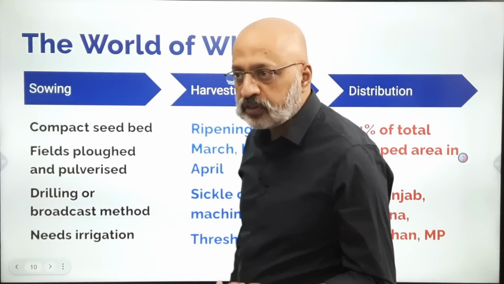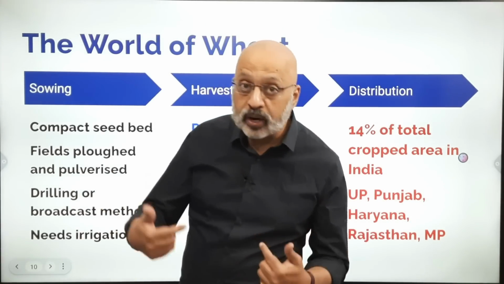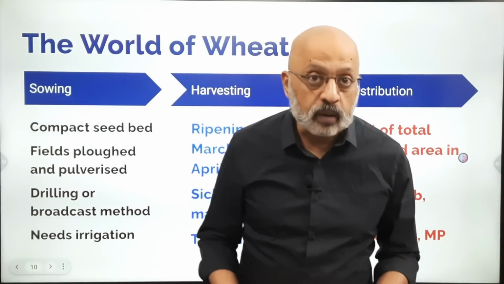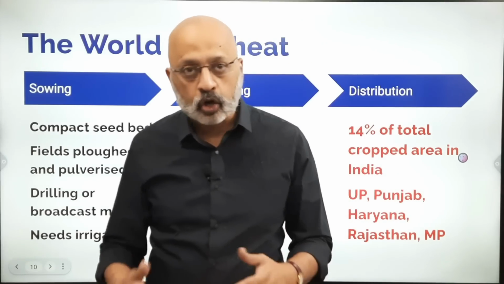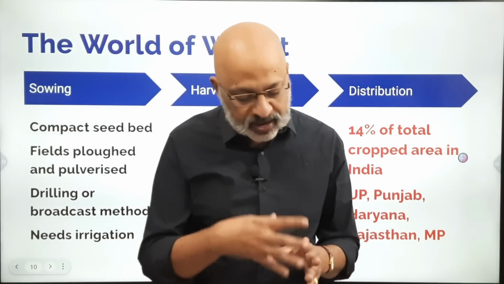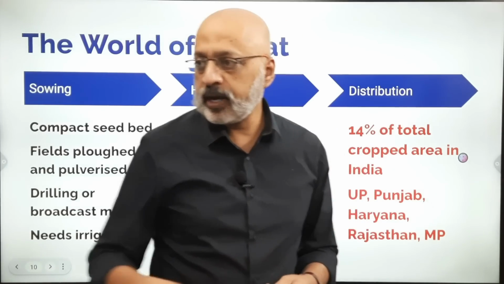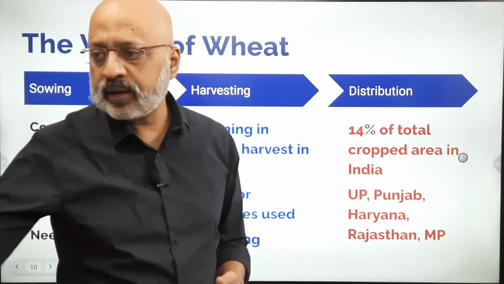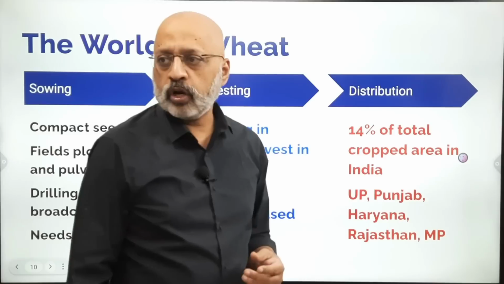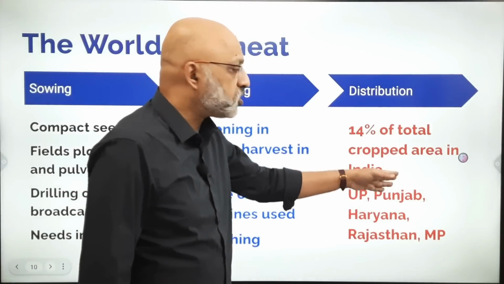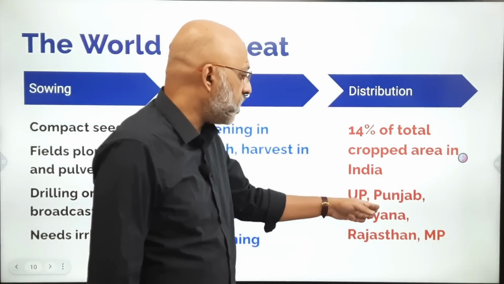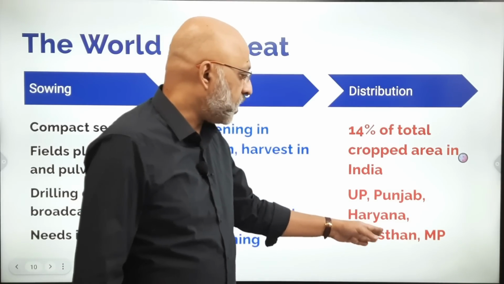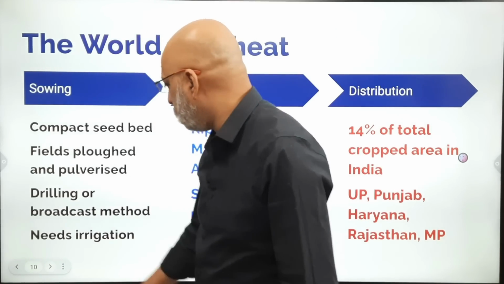Then the process of threshing is done, and threshing is done in rural areas, if they don't have machines, by using bullocks to get onto the crop, in order to separate the grain from the husk, right? Of course, if you have machines, it saves on time. You don't have to depend on bullocks to do it. 14% of the total cropped area in the country, and UP, Punjab, Haryana, Rajasthan and MP, right?